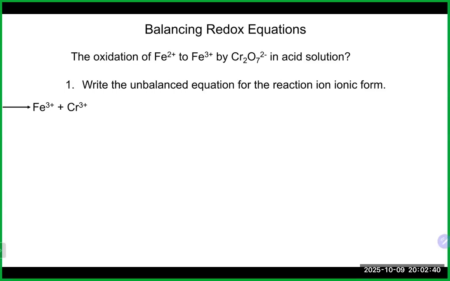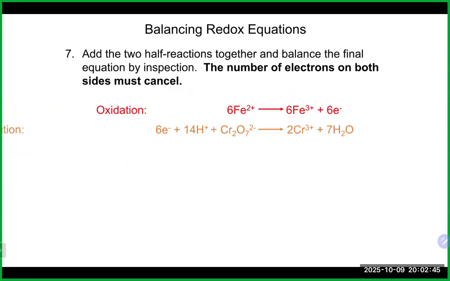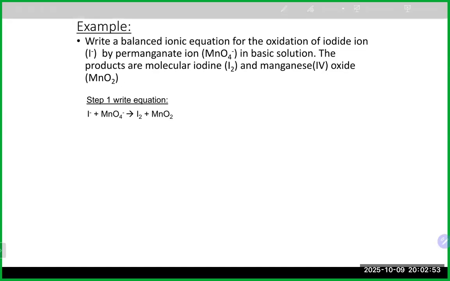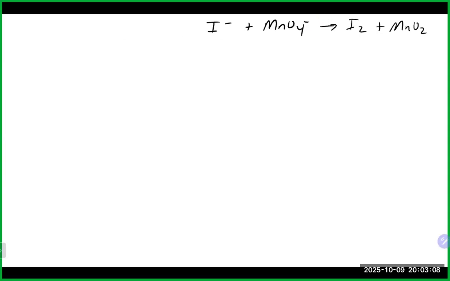All right, let's take a look at one more here together just to make sure. Not this one, it's the one we just did. All right, we'll do this one here. We write up on top. So we have I minus plus MnO4 minus yields I2 and MnO2. All right, so again here, we're going to do this basic as well just to see the whole thing again.